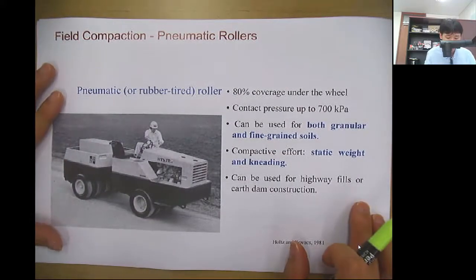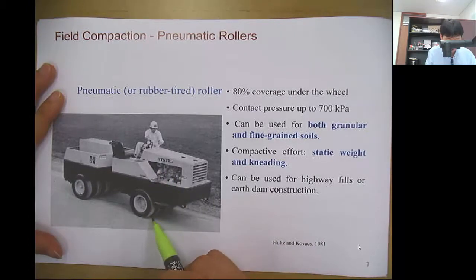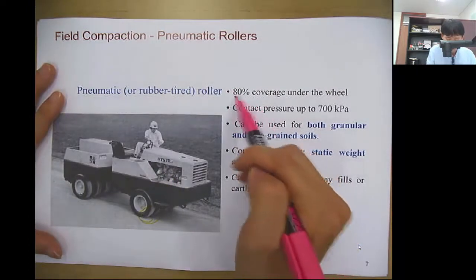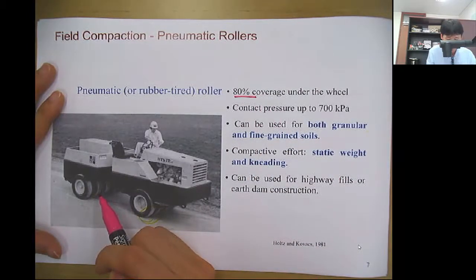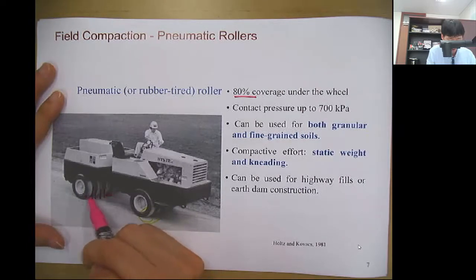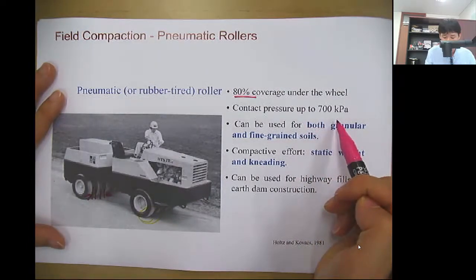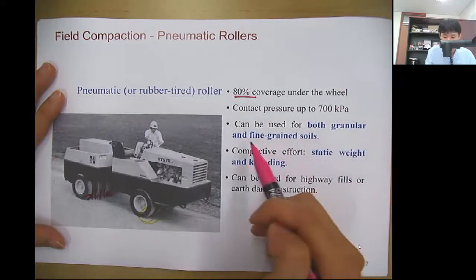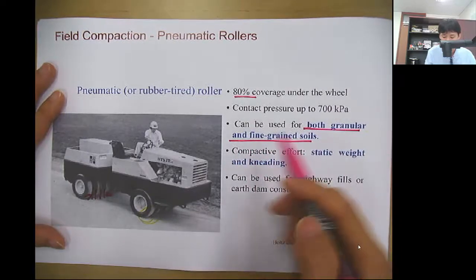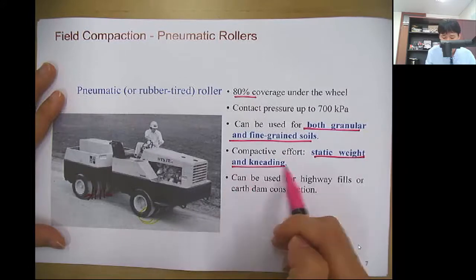Then the second is the pneumatic roller, the rubber tire roller. You can see that there's a rubber tire and 80% coverage under the wheel. It's 80% because you have a gap in between. The contact pressure is 700 kilopascals and it can be used for both granular and fine grain soil. The compactive effort is steady weight and also kneading.